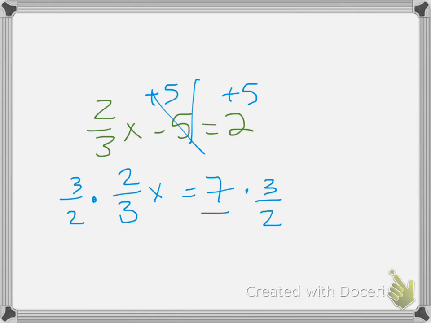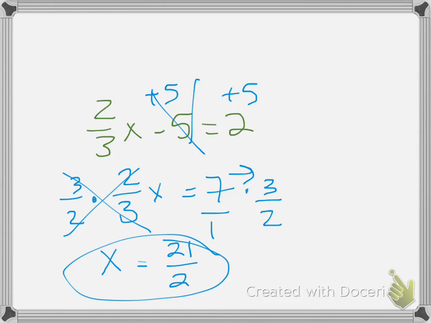Okay, 7 is the same thing as 7 over 1, and when we multiply across, I'm going to have x on this side, because both of those will cancel. 7 times 3 is 21, and 1 times 2 is 2. So there's my answer.